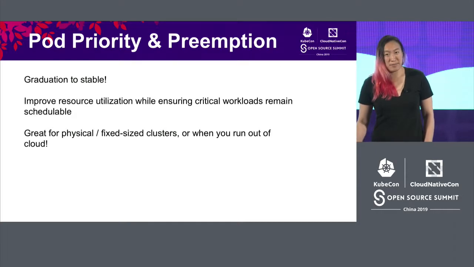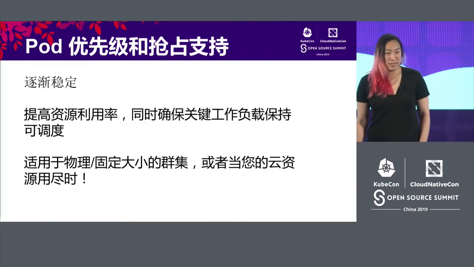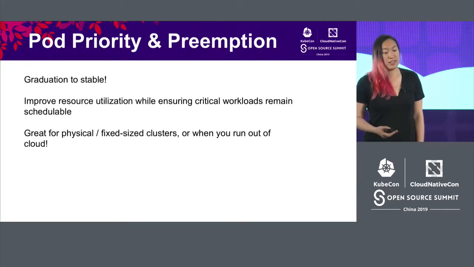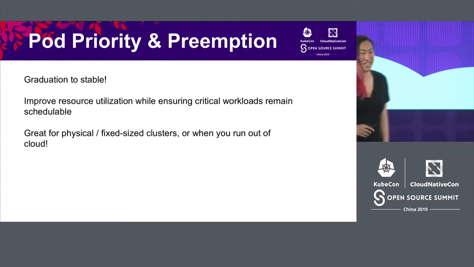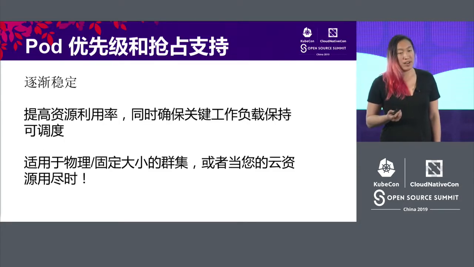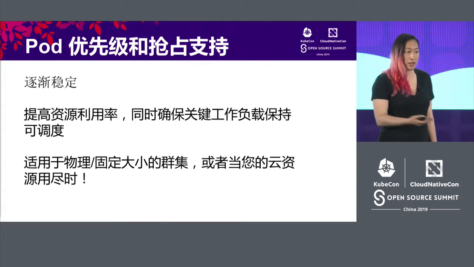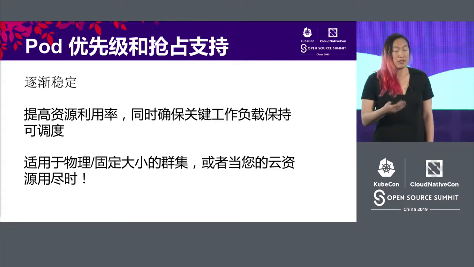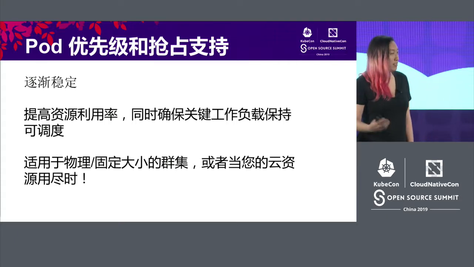Pod priority and preemption. This is one that I'm personally super excited about because I've been using it since it came out in alpha. So this is a way for you to improve your cluster's resource utilization while ensuring that your critical workloads remain schedulable. This is a great option if you're running in your own data center, you have some fixed size cluster, or even when you're in the cloud, you might run into a situation where you run out of cloud, which I promise you can happen. Cloud has capacity limits too. Or another case that I see people using this is when you have very, very latency sensitive workloads. So you want to evict pods so that you can schedule the sensitive workloads on before, while you're waiting for new nodes to provision. So now it's graduated.